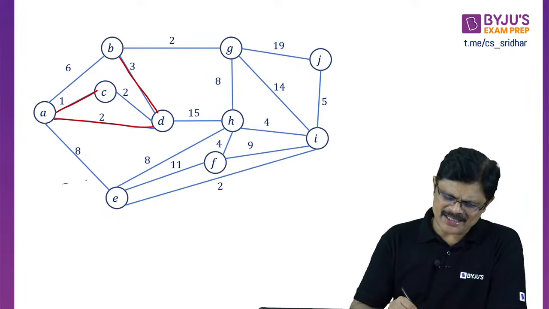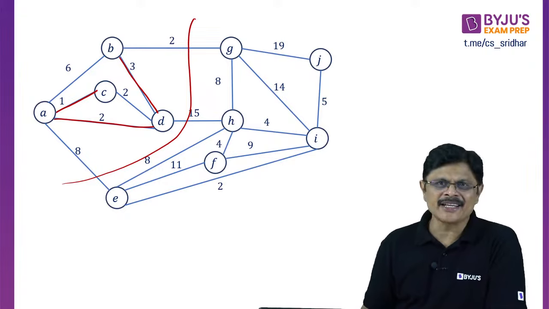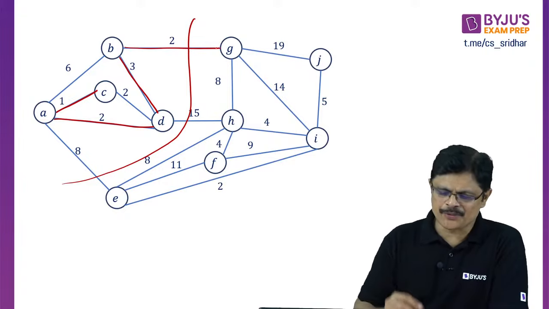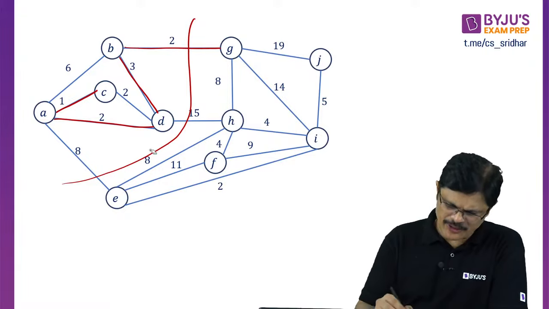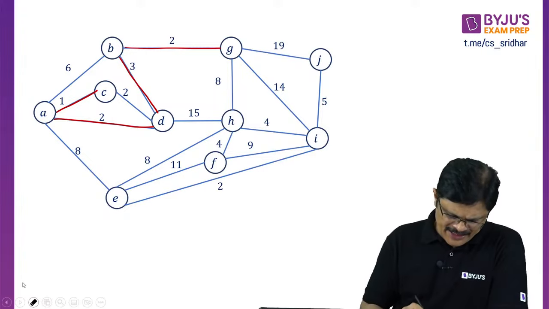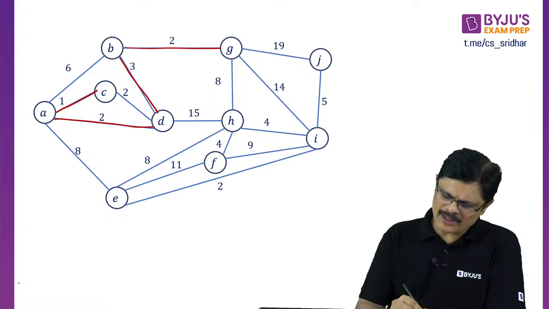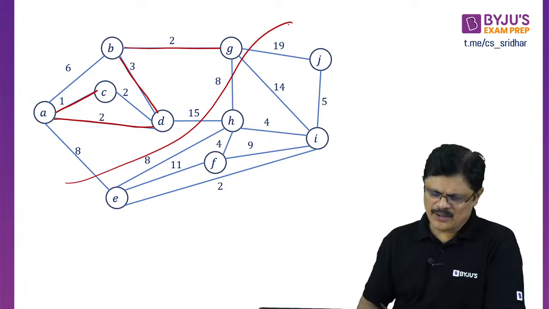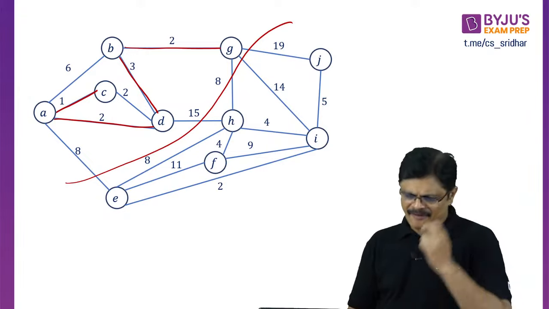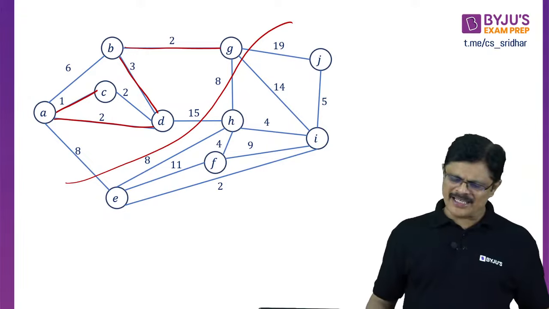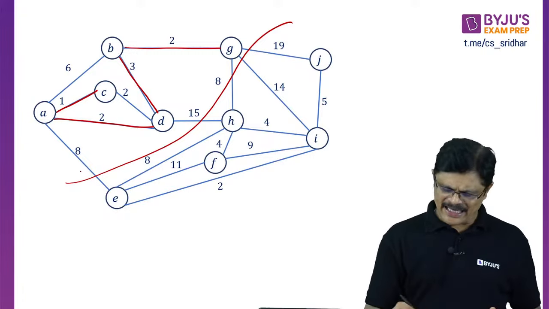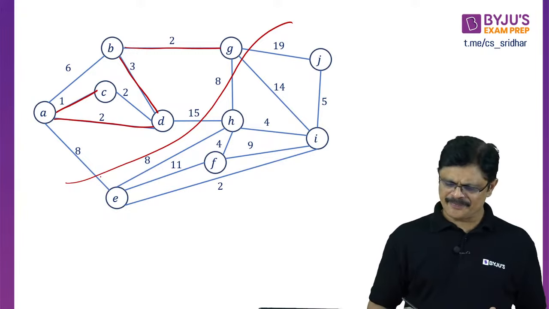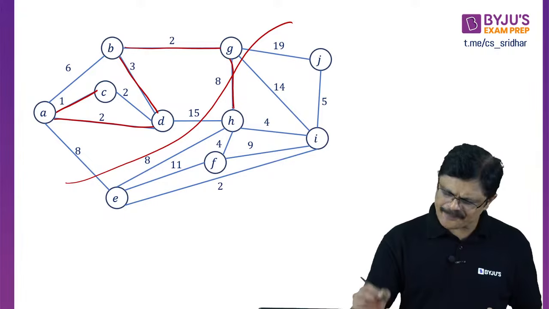Now what is the cut here? This is the cut and the least cost edge is 2. Select that, remove the cut. Next, again create a cut. What is the cut now? This is the cut. What is the least cost edge? 8, 15, 8, 14 and 19. What is the least cost edge? 8. Either this 8 or this 8 you can select. So let us select this 8 this time.